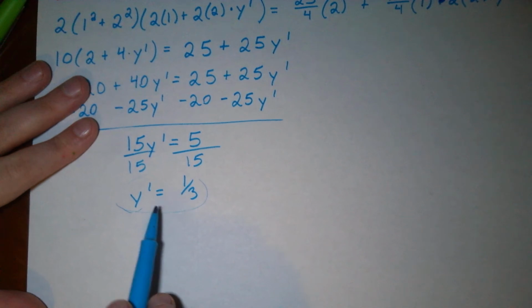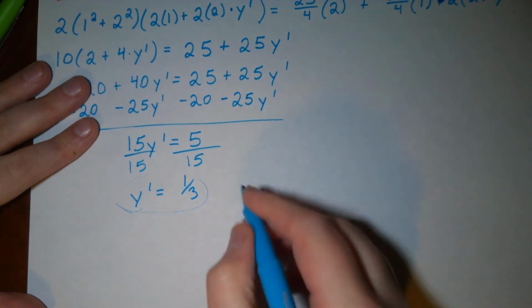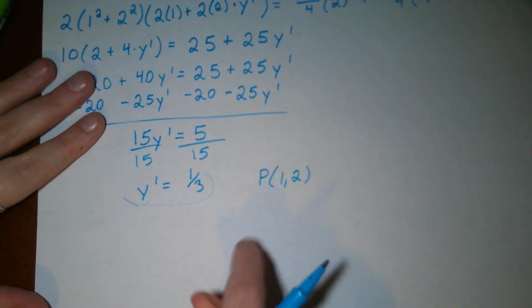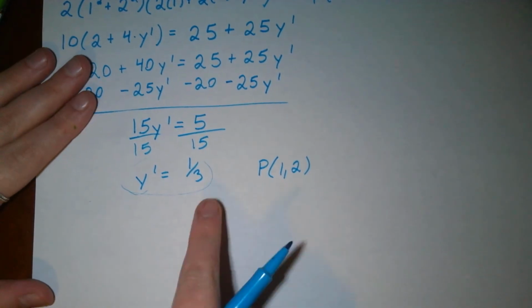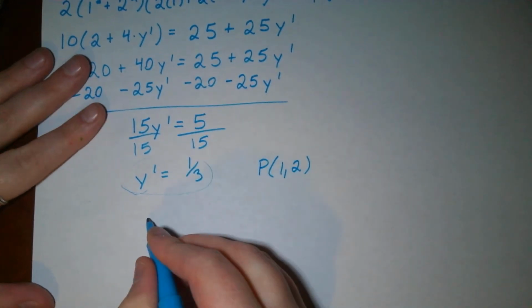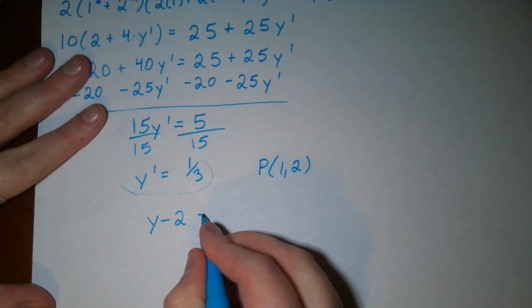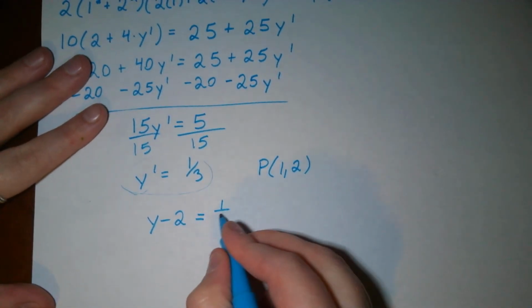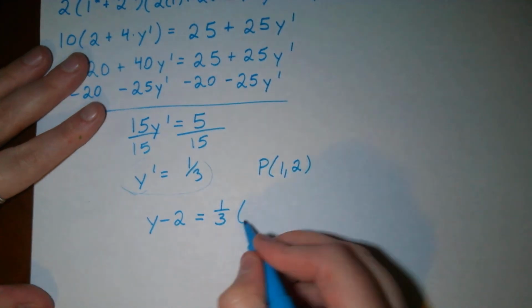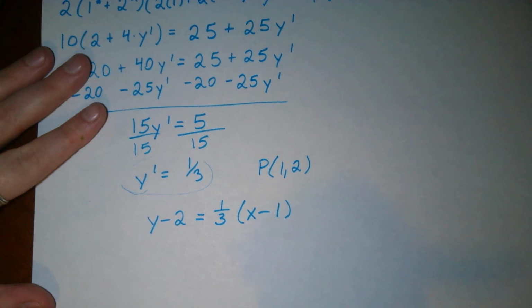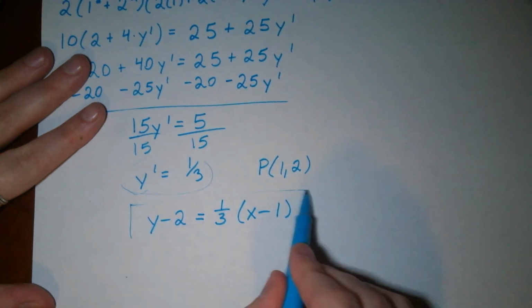Remember, this is my slope. And this is my slope for the point 1, 2. So if I want to figure out what the equation for the tangent line is going to be, it is going to be y minus 2, the y coordinate of my point, and it's going to be equal to 1/3, my slope, times x minus my x coordinate, which is 1. And that would be your slope.